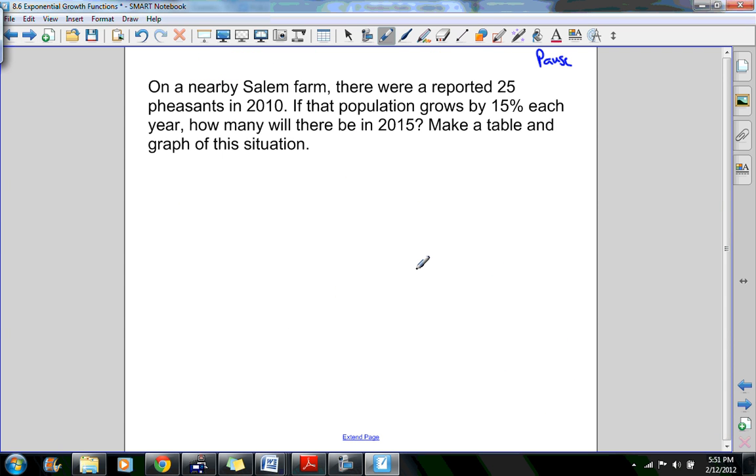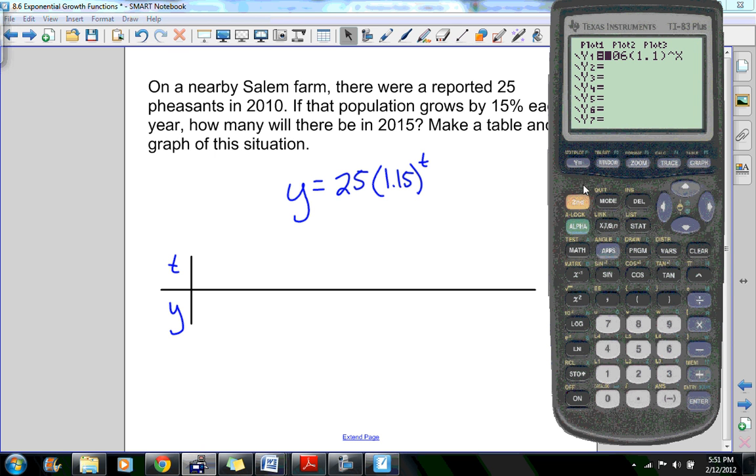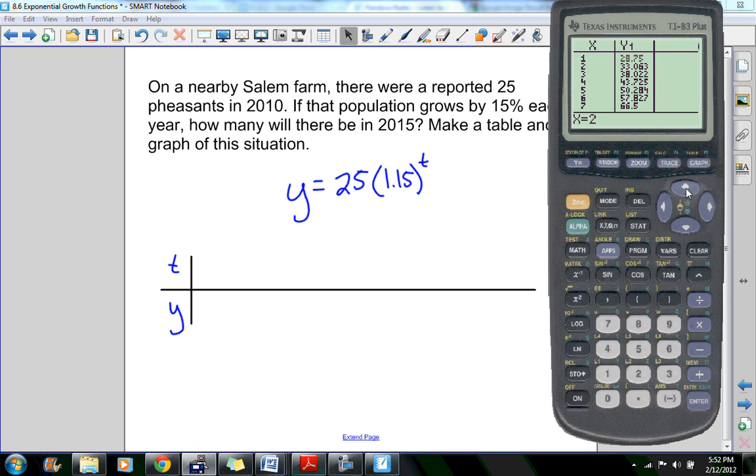So, have you tried this one on your own? Let's see how you did. So our equation should have been y equals 25(1.15)^t. So we have t and y. And for this one, I'm going to use the table on here. So that's what your table should look like. Now, the population in 2015, so if 2010 was 0, then 2011 was 1, we'd need 5. So the answer should be about 50, just around 50. Okay, and then you would have to graph it.